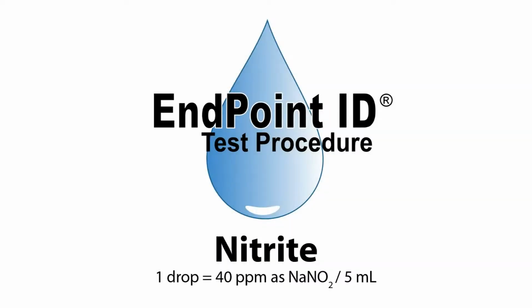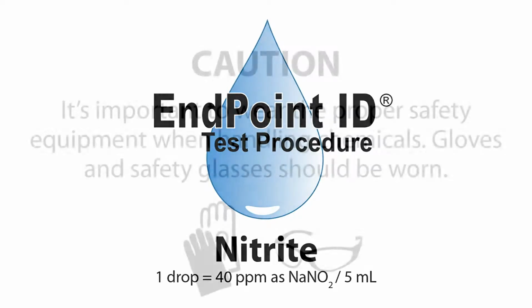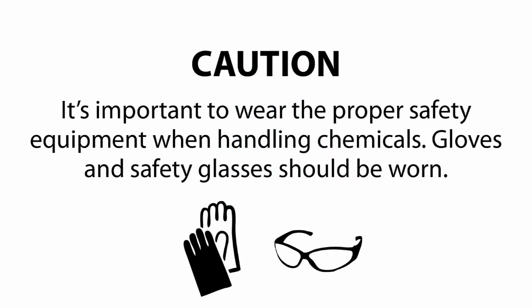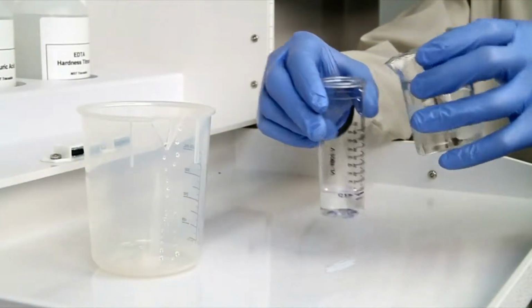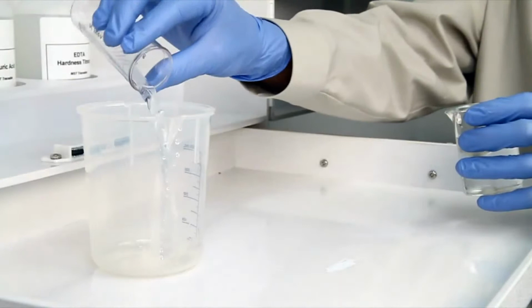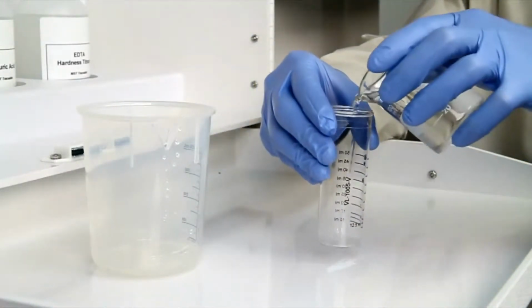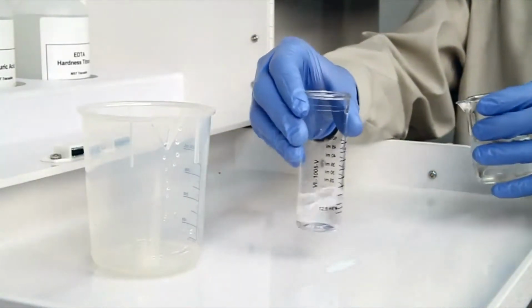This is a demonstration of a nitrite drop count test kit using endpoint ID procedures. The first step according to the endpoint ID procedure is to gather an accurate sample. The smallest change in sample size will lead to inaccurate results.